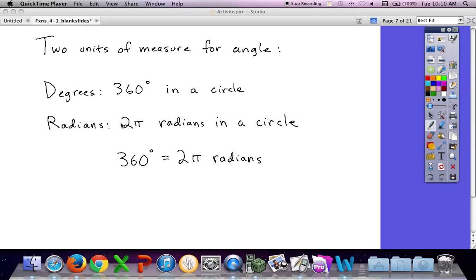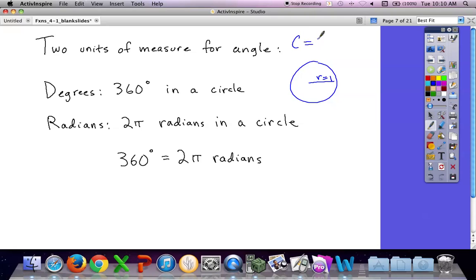Radian measure refers to the circumference of a circle that has a radius of 1. So if I have a circle with a radius of 1, right, we know that the circumference of a circle is 2 pi times r. But if r is 1, then the circumference is 2 pi. That tells you that the circumference, the distance around the circle, is 2 pi.